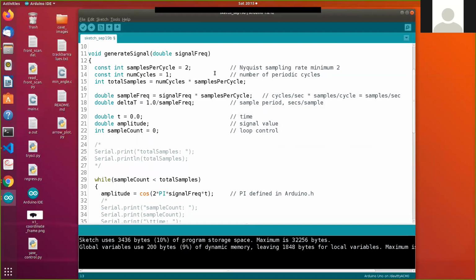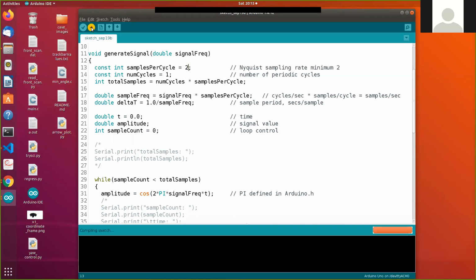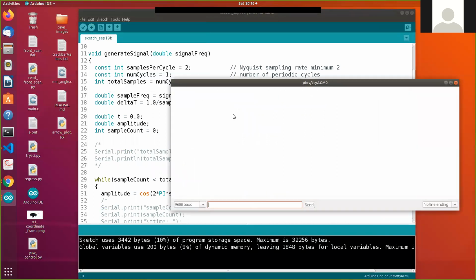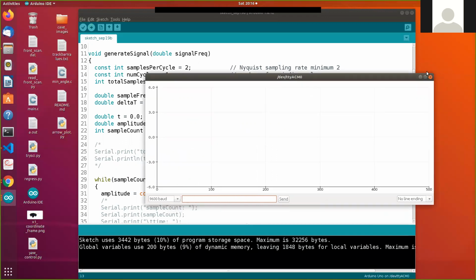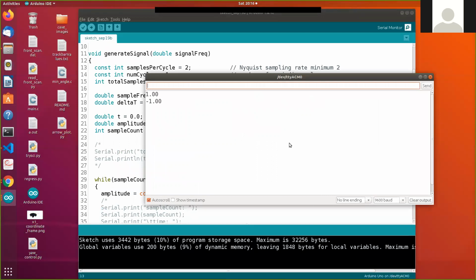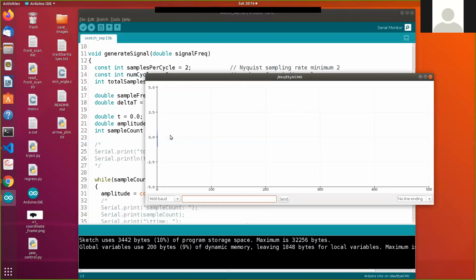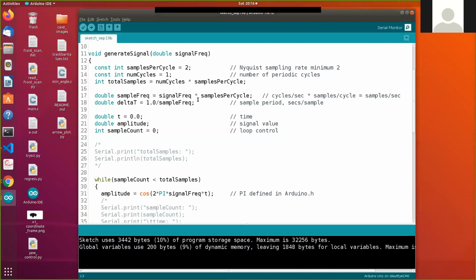Take a look at this. All right, so if Nyquist said only do 2 samples per cycle here, we open up the serial plotter. All right, let's look at the serial monitor. We have 1 and -1. It's not very indicative of a sine wave. Now something showed up that didn't before, but it's trying to draw a line from 1 to -1. So not very indicative of a sine wave. We've taken so few samples, not very indicative.